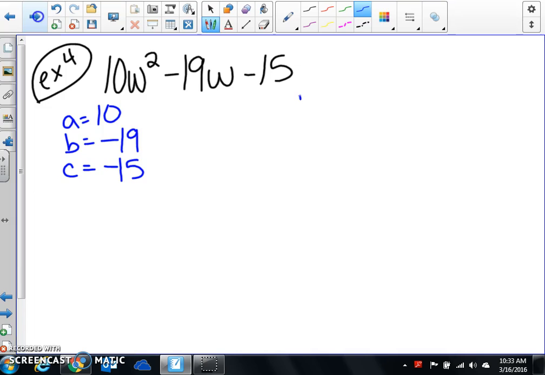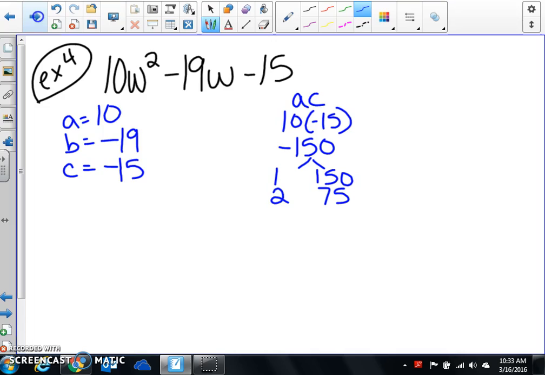All right, so now I find my AC. So my AC is 10 times negative 15, which is negative 150. Do my factors. 1, 150, and I'm going to worry about that negative here in a minute. 2, 75, 3, 50. I don't think 4 goes in.